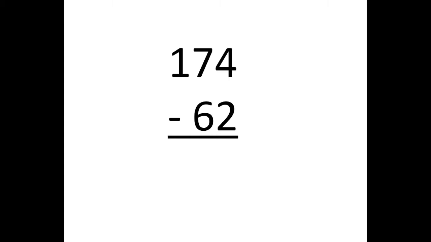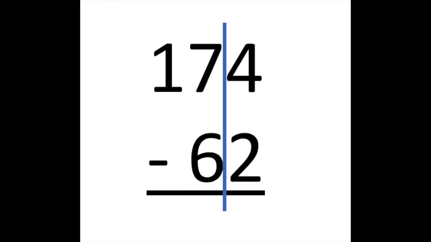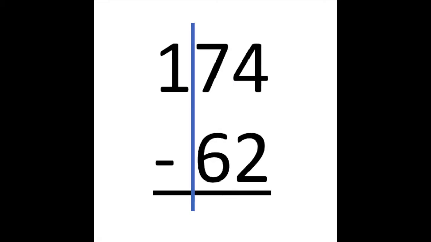There are different ways to look at this problem when using the base 10 language. We could say that we have 4 ones subtracting 2 ones, 7 tens subtracting 6 tens, and 100 subtracting 0 hundreds. We can also look at it as 4 ones subtracting 2 ones, and 17 tens subtracting 6 tens. Grouping it in a different way, we could also say that we have 74 ones subtracting 62 ones, and then 100 subtracting 0 hundreds.